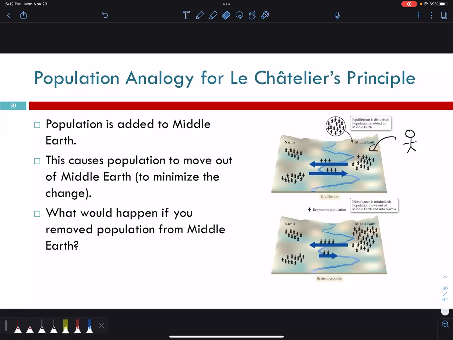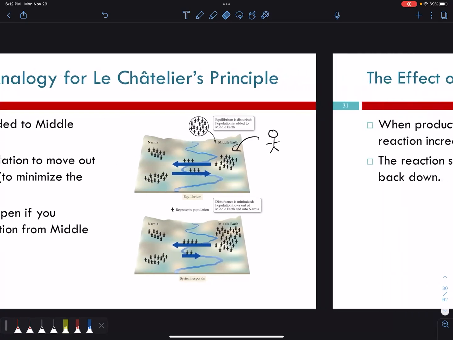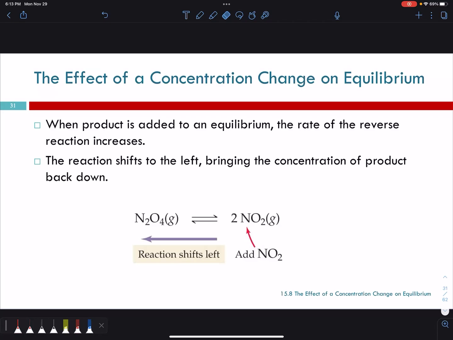So this applies also to reactions. Why don't they just live in the river? Honestly, I don't know. Boat people, I don't know.